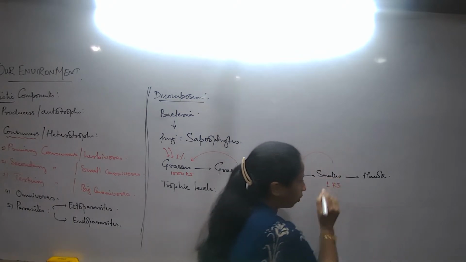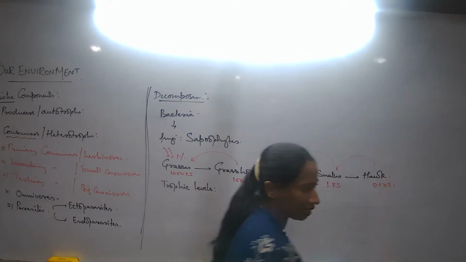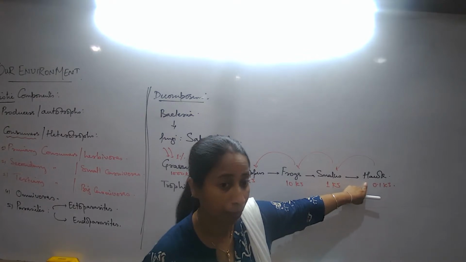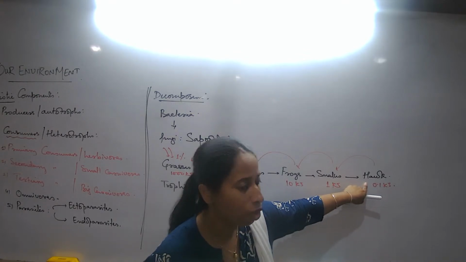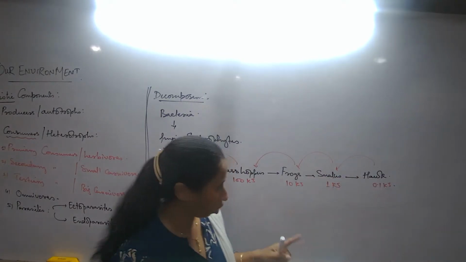What should I write? I would write like this. Again, the 10% rule. What should I write? I should write like this. So is it possible that any type of organism feeds on the hawk? Basically, we have not come across any. Why not? Because hardly any energy is left.